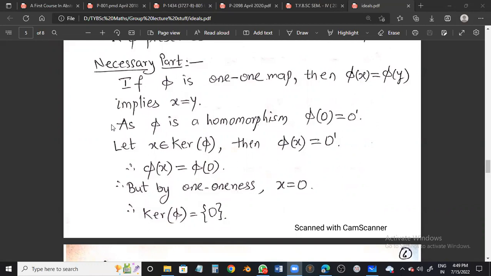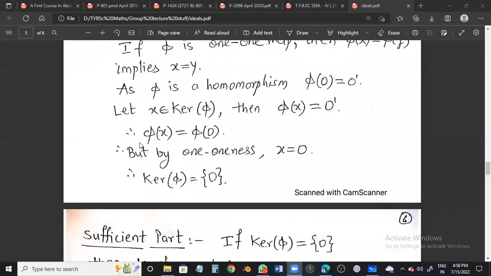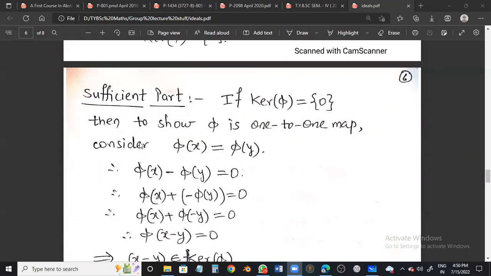So we equate them. We got phi of x equal to phi of 0. So we got two images equal, means the pre-images also must be equal. So x must be 0. Means whenever we start with x belonging to the kernel of phi, we will always get x equal to 0. Meaning thereby the kernel of phi has only singleton 0. Followed now? Okay. Now I would like to proceed.